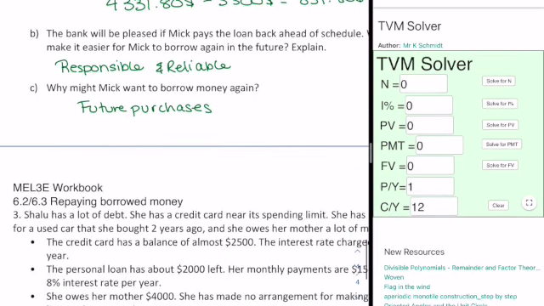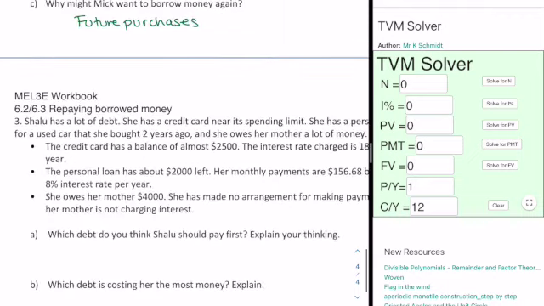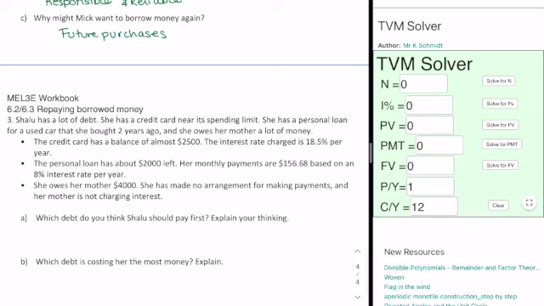All right, and in our final situation, we have Shalou. She has a lot of debt. She has a credit card near its spending limit. She has a personal loan for a used car that she bought 2 years ago. And she owes her mother a lot of money. So this is kind of the breakdown of what she owes.